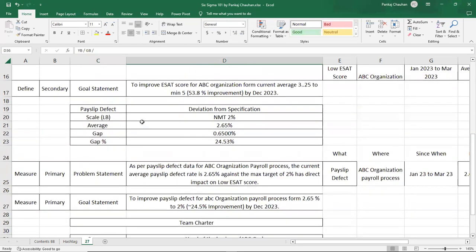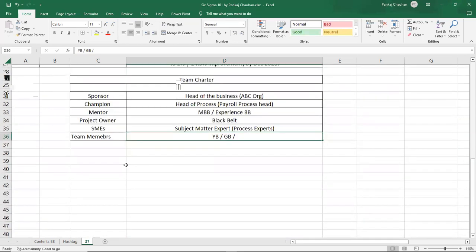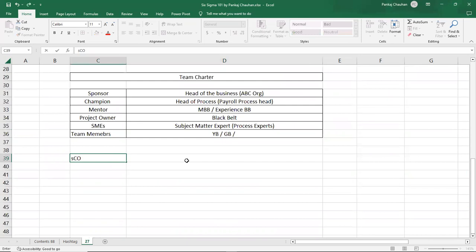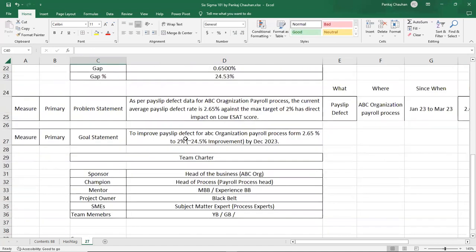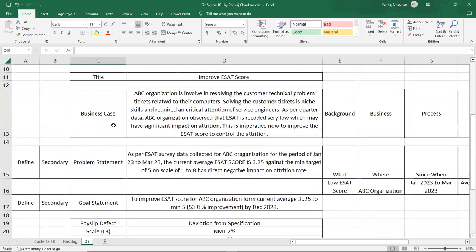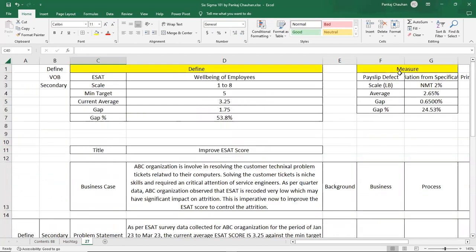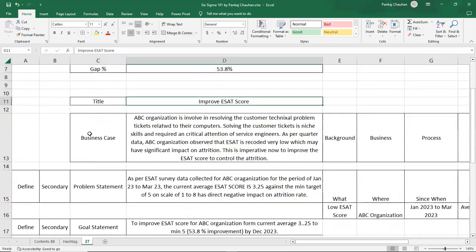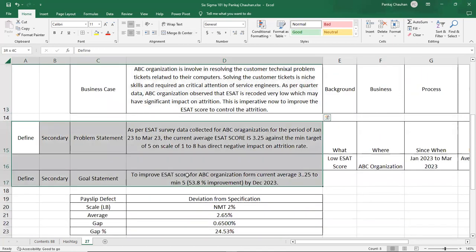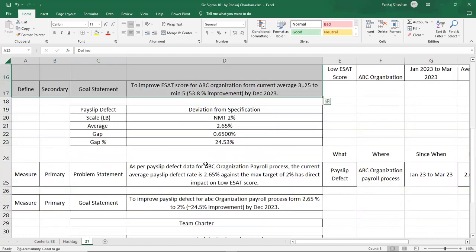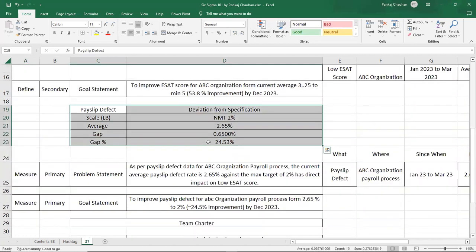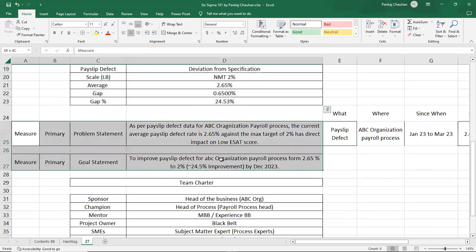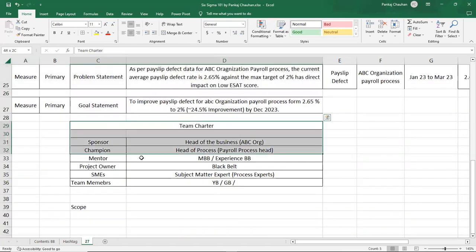Now the team has been decided, the problem and goal statement has been decided, and you have to find out the scope. We have already written the primary metric and the secondary metric, everything is clear. Your primary metric was payslip defects, the secondary metric is employee satisfaction. You have the title, the business case, the problem and goal statement in the define phase. Then you identified the CTQ and the problem and goal statement based on the CTQ. You have developed the team charter.